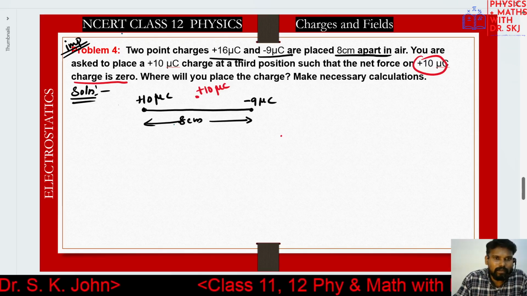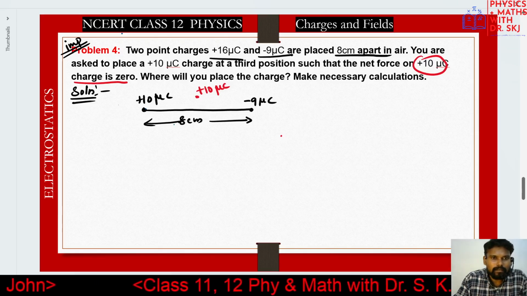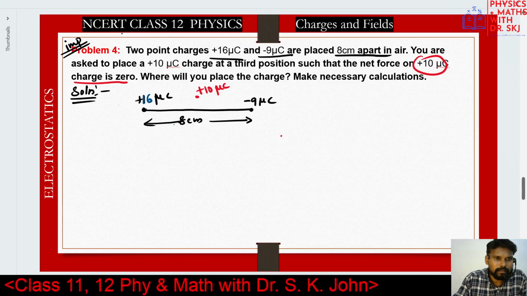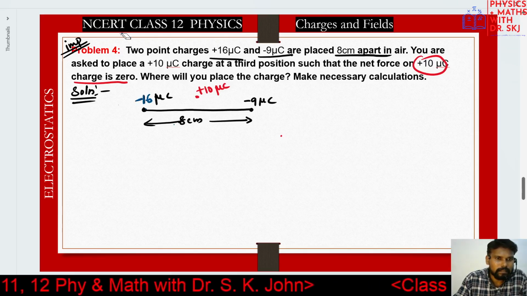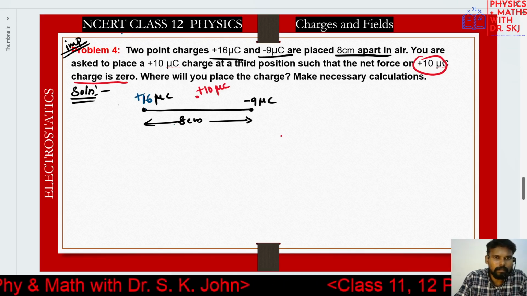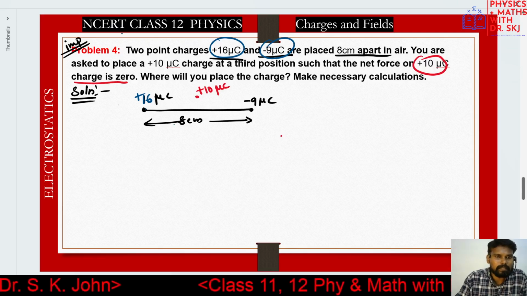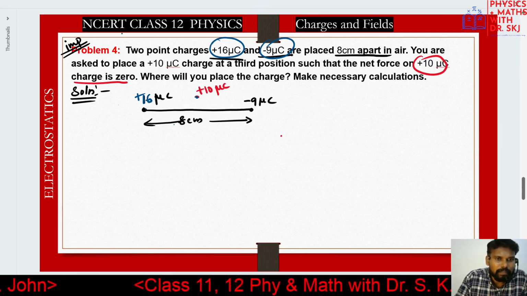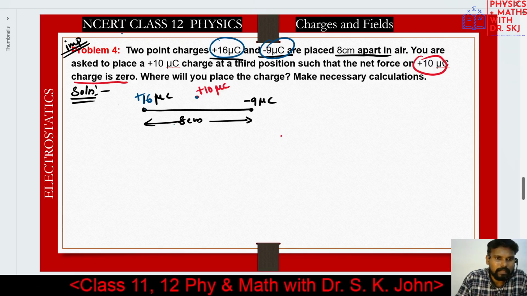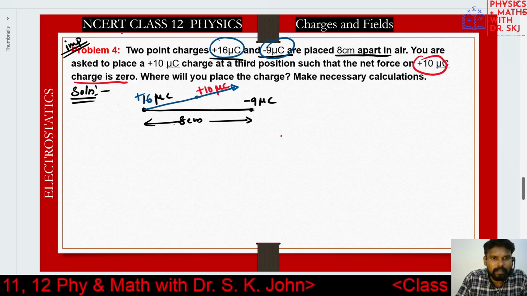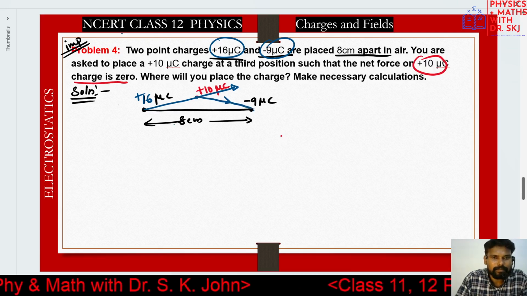The plus 10 micro, what will happen? Sorry, this is not plus 10, it is plus 16. Sorry, plus 16. This is plus 16 charge, plus 16 and minus 10. Okay, the third charge is plus 10 microcoulomb. So if you place the 10 microcoulomb charge here, this charge will repel it in this direction, and the minus charge will attract it in this direction.